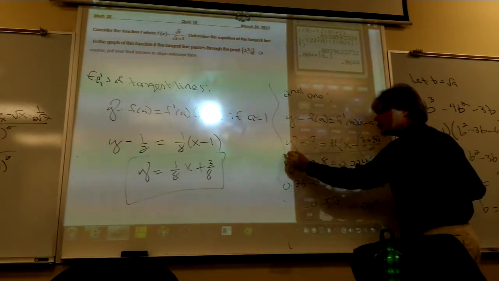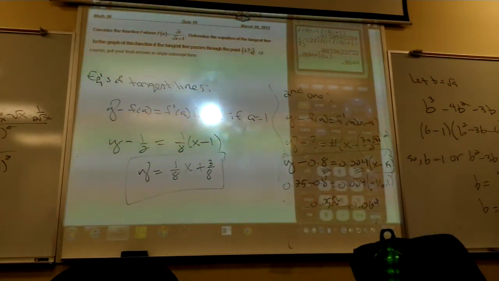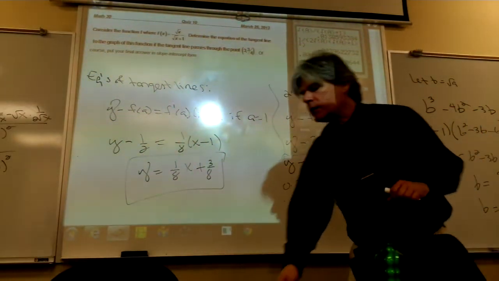Did you guys see my reasoning? Oh shoot, there's a third one I need to check. If I actually check the third equation of a tangent line, namely this one.